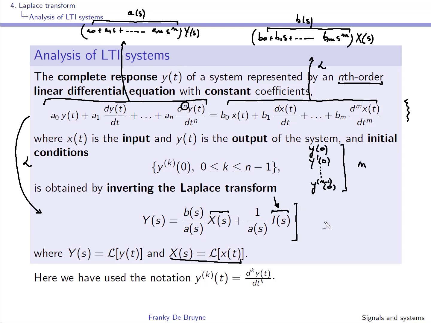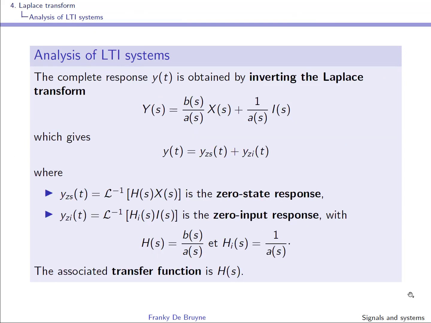Okay, so this is how we obtain the output in the Laplace domain. So this is the expression that we have obtained. And you see two terms in there, and if you of course compute the inverse Laplace transform, you obtain y(t), and again you'll have two terms, and the first one is what is called the zero state response. It's the response that you obtain if the initial conditions are 0, and it comes exclusively from the input, as you can see.